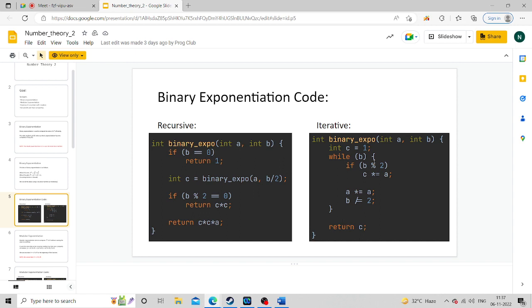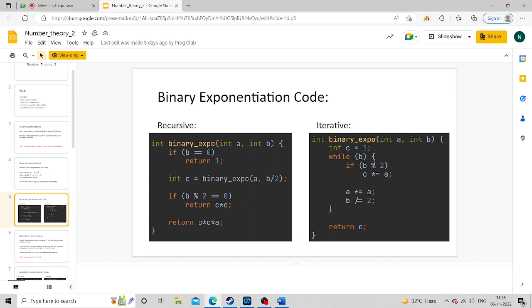In the iterative way, we would be multiplying every time with a only. Here, what we are doing is we are only computing the powers of 2, and then we are expressing the value b as the sum of powers of 2, right? And we are simply multiplying them. So the complexity is reduced, right?